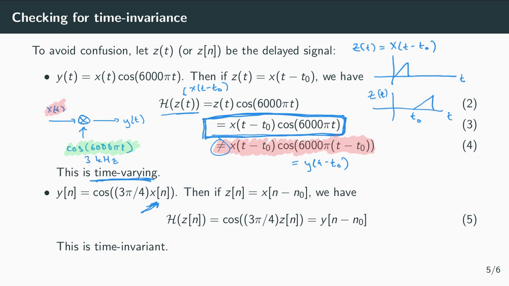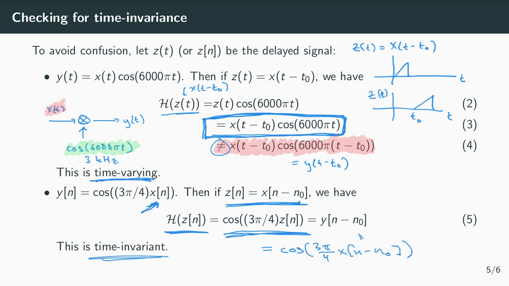But again, we can do the same trick analytically, right? If I want to understand what's going on, I'm going to say z of n is equal to x of n minus n0. Then I say h of z of n. So I'm just going to plug in z of n for x of n. I'm going to get cosine 3 pi over 4 z of n. But then if I translate that, that's equal to cosine 3 pi over 4 x of n minus n naught, right? But that's equal to y of n minus n naught. So this thing is time invariant. It's not linear, so it's not like the system that we like to work with, but it is time invariant.